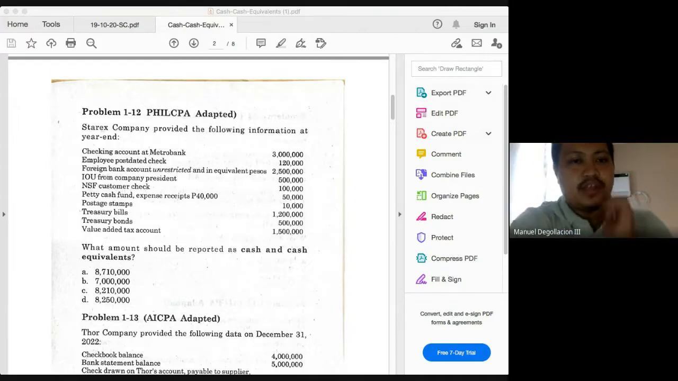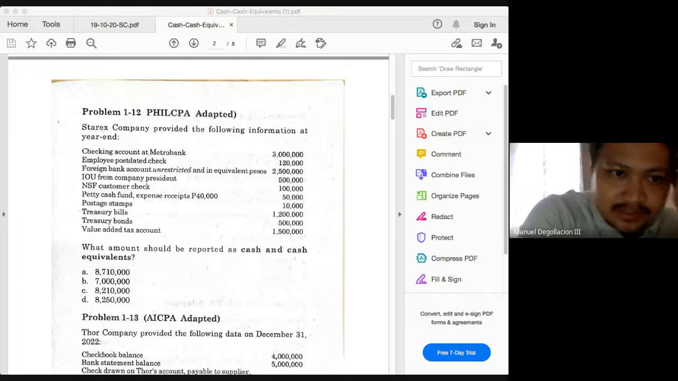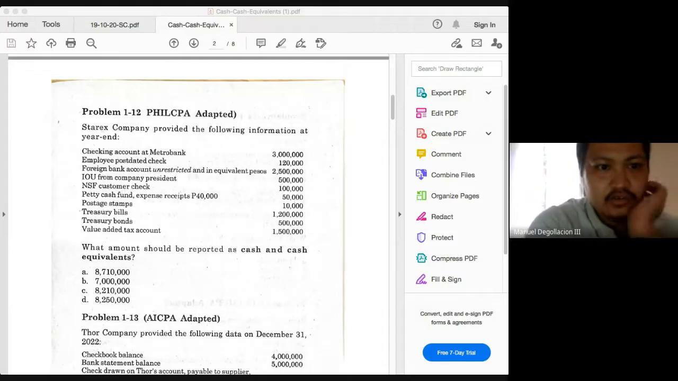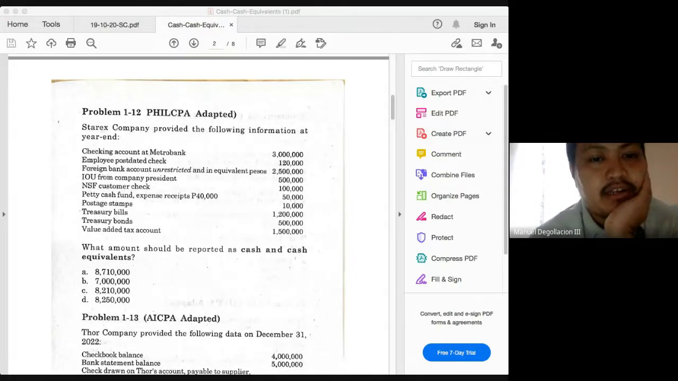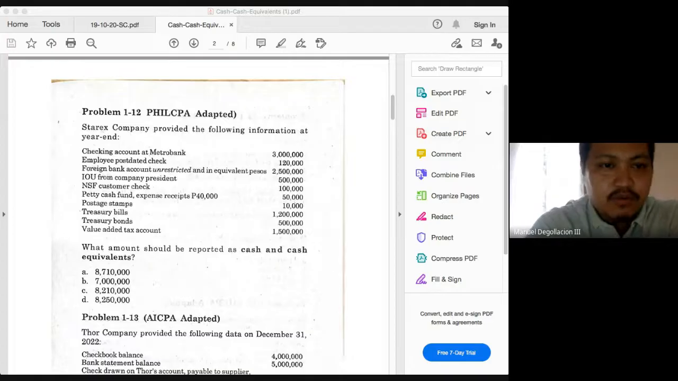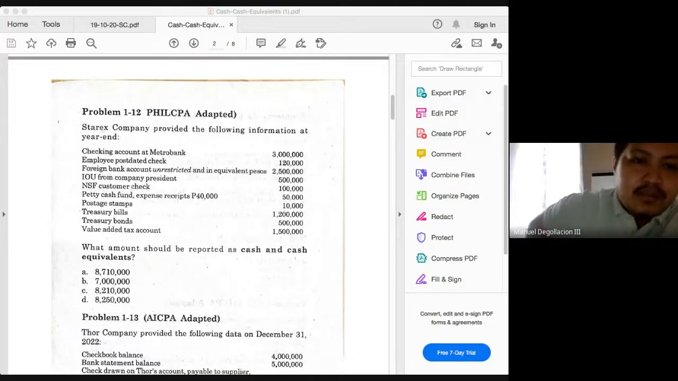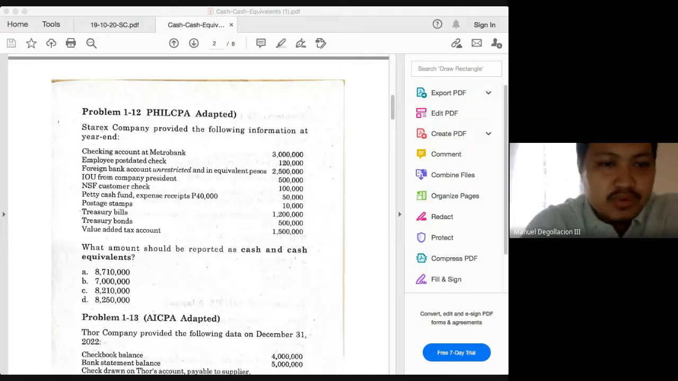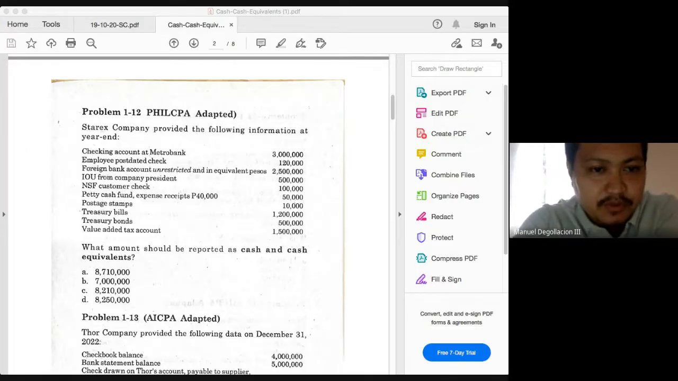First item, their checking account at Metrobank included, employee post-dated check not included, foreign bank account unrestricted and then in equivalent pesos. That will be included since it is unrestricted. IOU from company president, that will be treated as a form of receivable. NSF customer check, as what we have established before, should not be part of our cash.